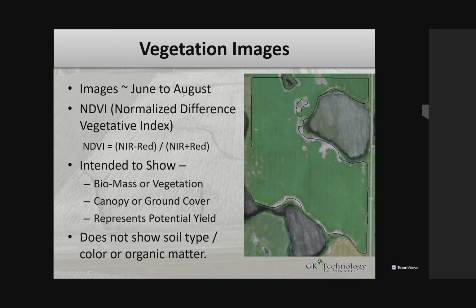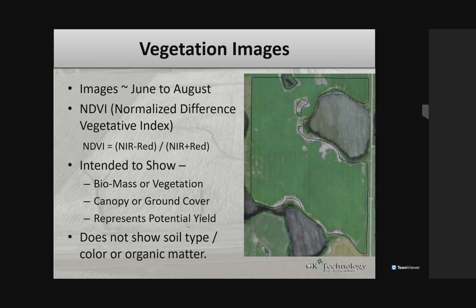So vegetative images are generally going to be in June to August in our region. Generally speaking, I'm going to use the NDVI method. Keep in mind there's an NDVI red and an NDVI green option that's out there. I'm showing the NDVI red in this example. I am not promoting one over the other here. I'm just pointing out that NDVI red uses the NIR minus red divided by NIR plus red. NDVI green would take the NIR minus green divided by NIR plus green. I will leave it up to you guys to figure out when and where to use each one of those. These are going to be intended to show biomass or vegetation.